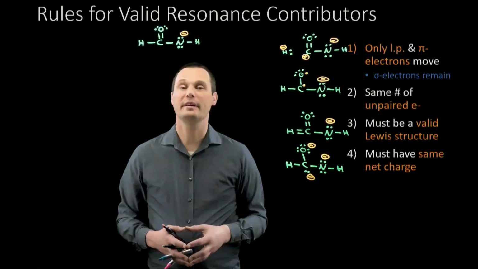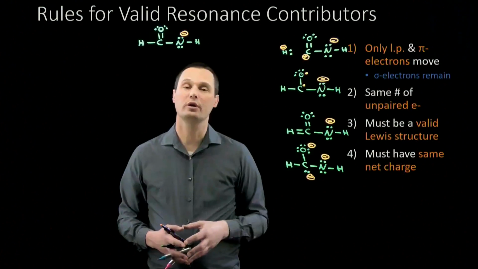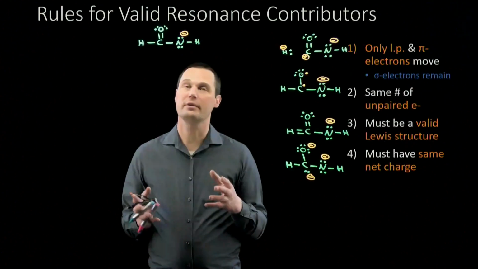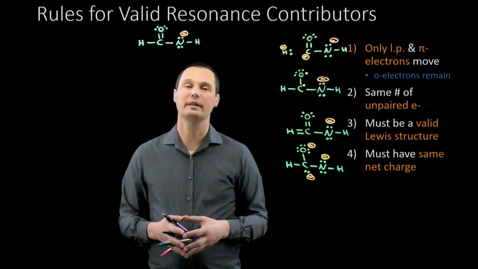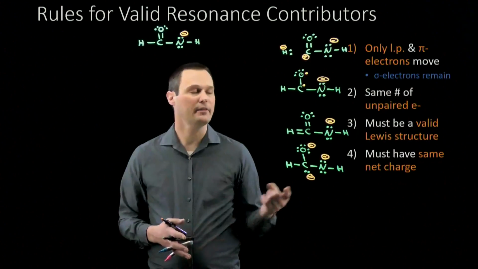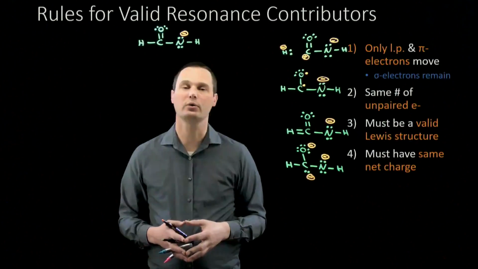This molecule is also an invalid resonance contributor because it breaks rule number 3. It's not a valid Lewis structure for this molecule. We have changed the number of valence electrons that we started with in this molecule. I've added a new set of valence electrons for the new lone pair on carbon.